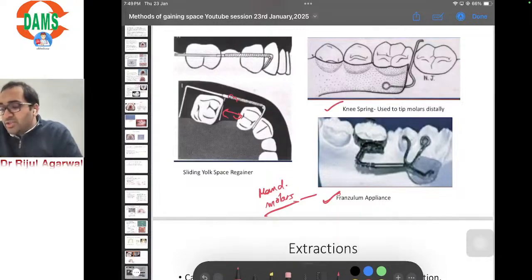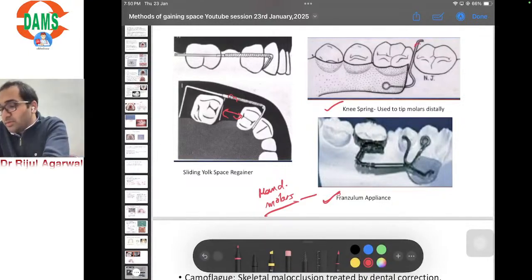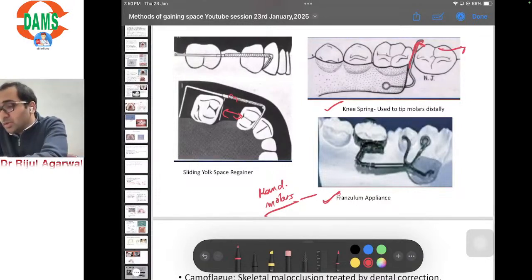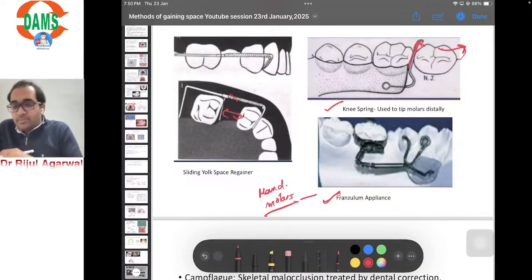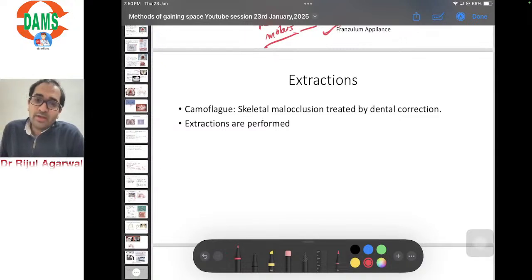Next is this knee spring used to tip molars distally. This is the spring which is placed between the undercuts of the two molars. We just have to activate or compress this spring like this so that the molar moves distally. Okay, so these are the various space regainers. The images of these regainers are very important for your exam.